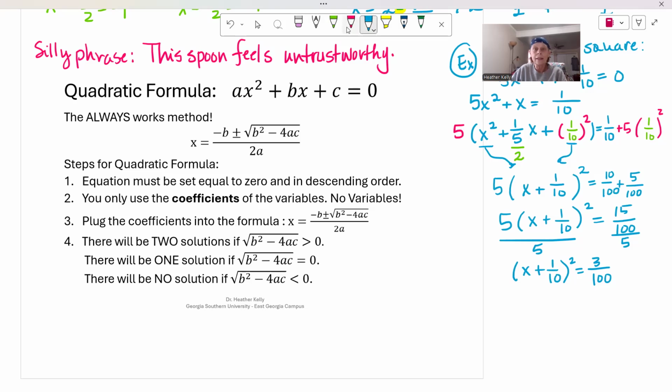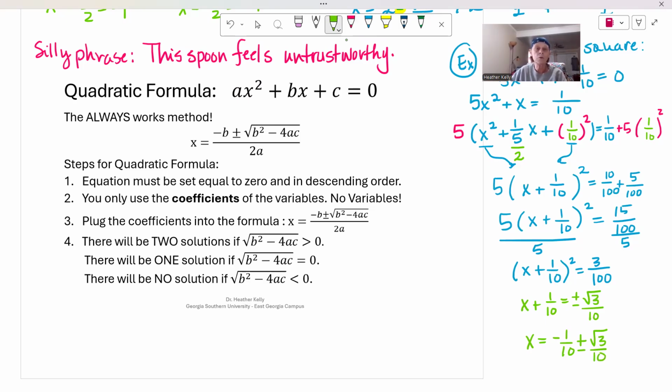Okay, let's see if you did it. So we will wind up here with x plus 1/10 is equal to plus or minus the square root of 3/10. When we take that square root of 100 it goes to a 10. We don't have to rationalize. Then we'll add that 1/10 over. So x is equal to negative 1/10 plus or minus the square root of 3/10.